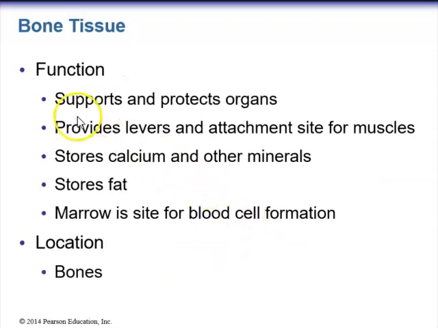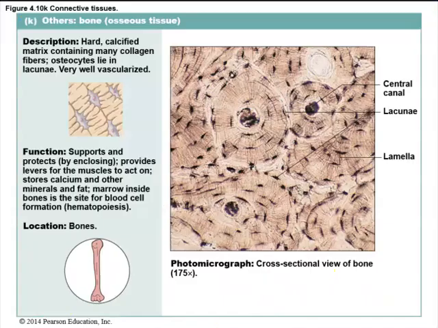Function of bone includes support and protection of organs, provides levers and attachment sites for muscles, also stores calcium and other minerals, also stores fats. And we have this substance in the middle of the bone tissue called bone marrow. And bone marrow is the site for hematopoiesis. Hematopoiesis means blood cell formation. So this is where we have the formation of our blood cells, our red blood cells, white blood cells. The location of bone tissue are bones, of course. And here we see osseous tissue of bone. So we can see a cross-sectional view of the bone.